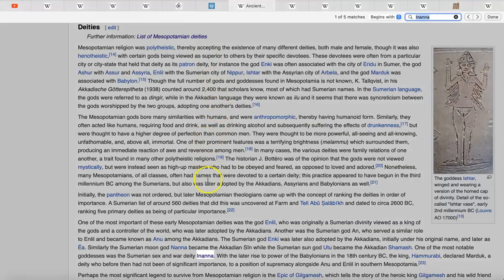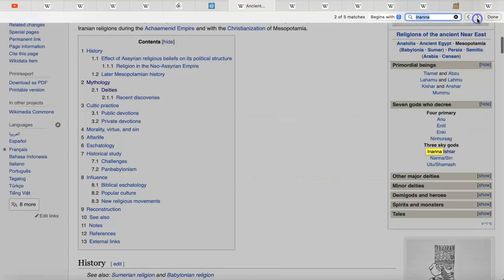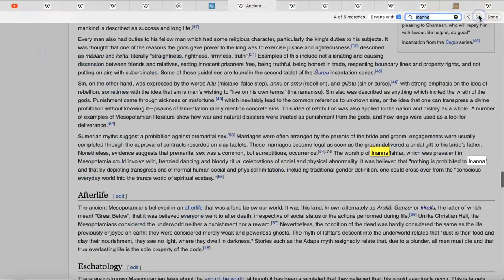Inanna, sex and war deity. Apparently they go together, right? If the same deity represents both of them, that means they're linked. Sex and war. With the later end of King Hammurabi. Okay, we're not here to talk about Hammurabi. I will talk about him in another video. But Inanna. Okay, where are we?